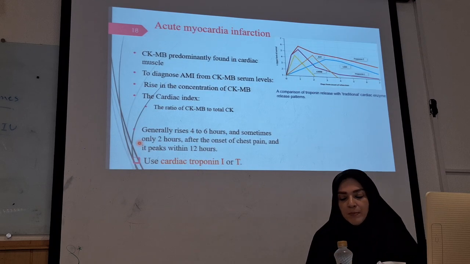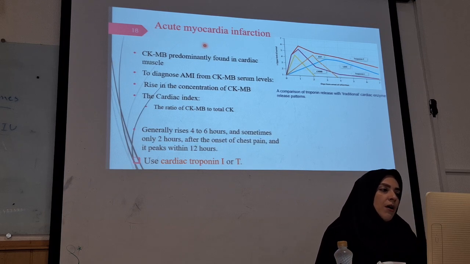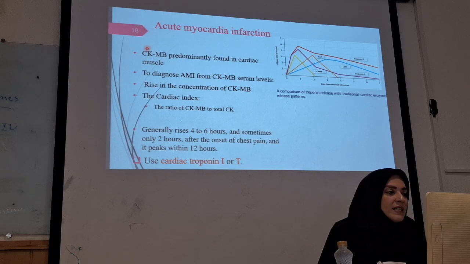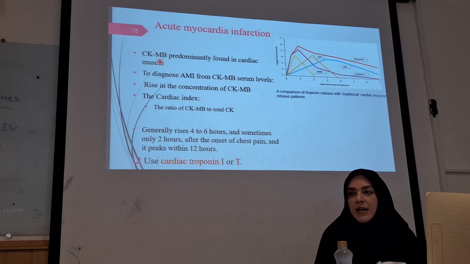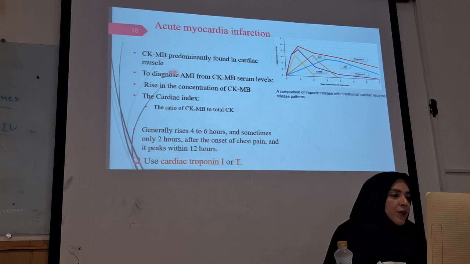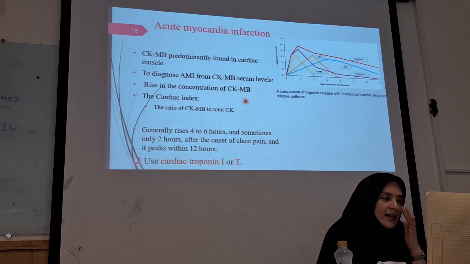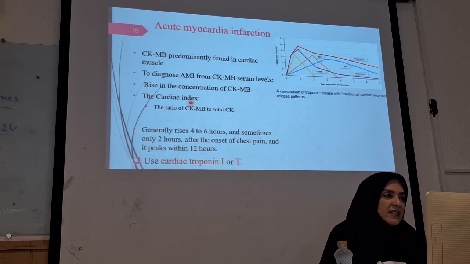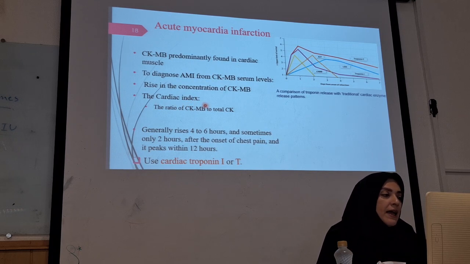And what is the most important application of this enzyme for the MI or acute myocardial infarction? What is the main important type? Creatine kinase MB or type 2 is important for the heart attack. And for diagnosis it is very important. What is the pattern? It rises in concentration during the heart attack and we have a specific index related to the function of the heart, known as the cardiac index. It is the ratio of the creatine kinase MB to the total creatine kinase.